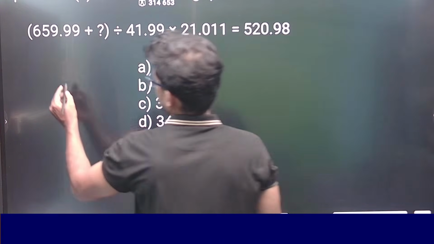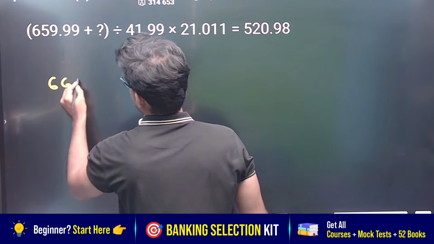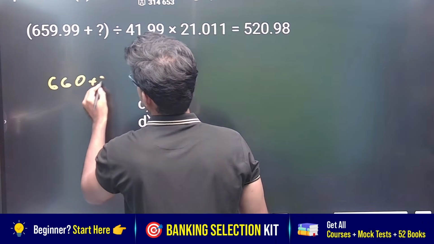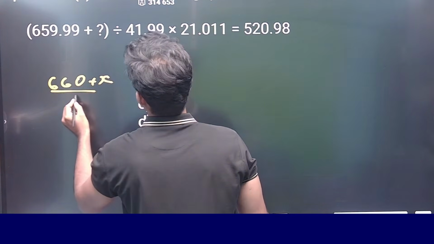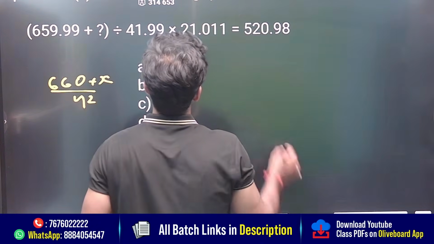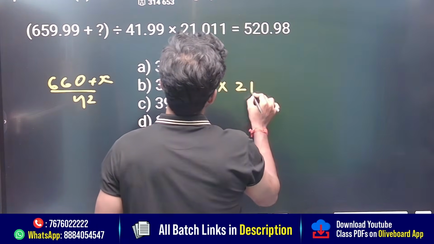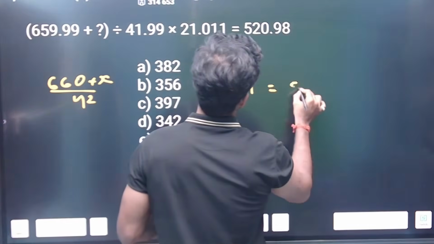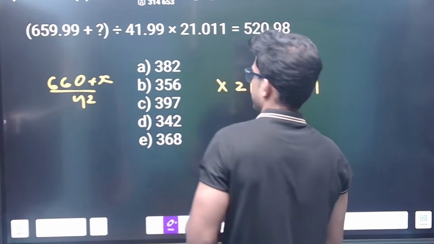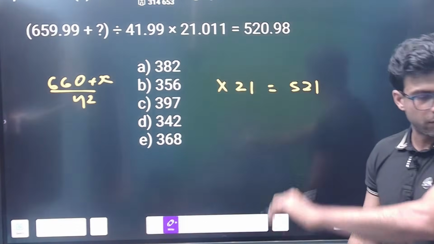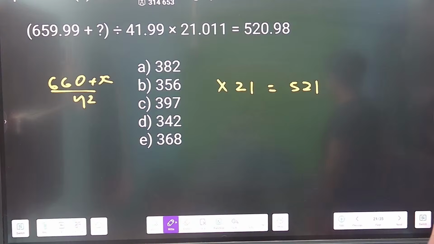This is 660 plus x by 42 multiplied by 21 is equal to 521. This is the whole equation. Correct? Come on, say.